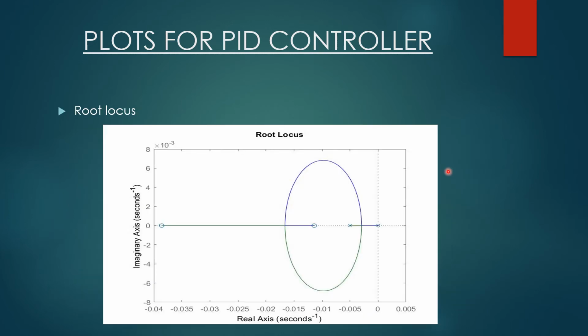Here is a root locus plot of the system with the PID controller. As you can see from the original root locus plot, this root locus plot has two poles and two zeros, and it is symmetrical about the real x-axis. So we know this system is a stable system.